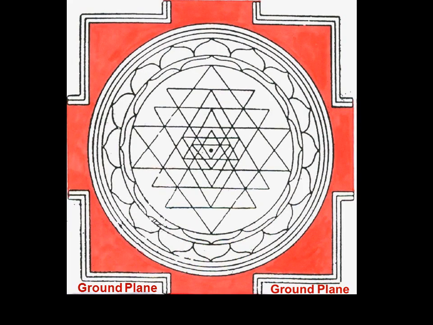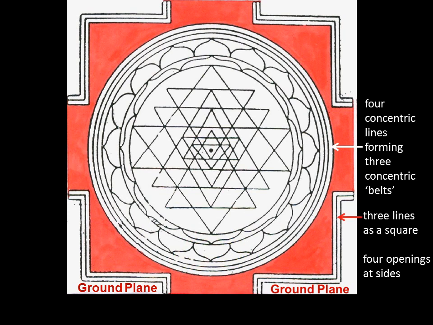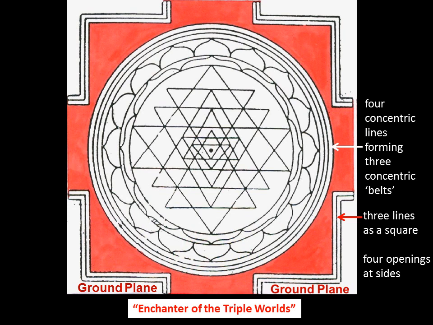And finally, there are 4 concentric lines forming 3 circular areas, supporting straps or belts they are, and 3 lines forming a square of sorts, but with 4 openings or portals on the sides. This space between the square lines and the circles, here in red, is called the enchanter of the triple worlds, meaning the physical earth, the astral cosmological world, and the heavenly celestial planes.